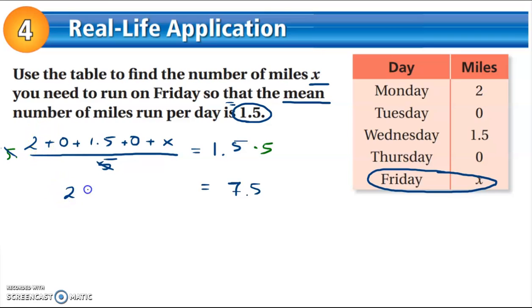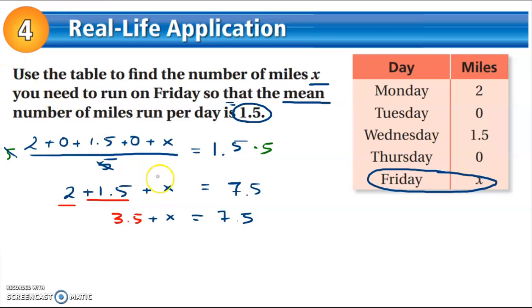So then we're left with 2 plus 1.5 plus x. So now we got rid of grouping symbols. Now combine like terms. That's the 2 and the 1.5. So we get 3.5 plus x is equal to 7.5.